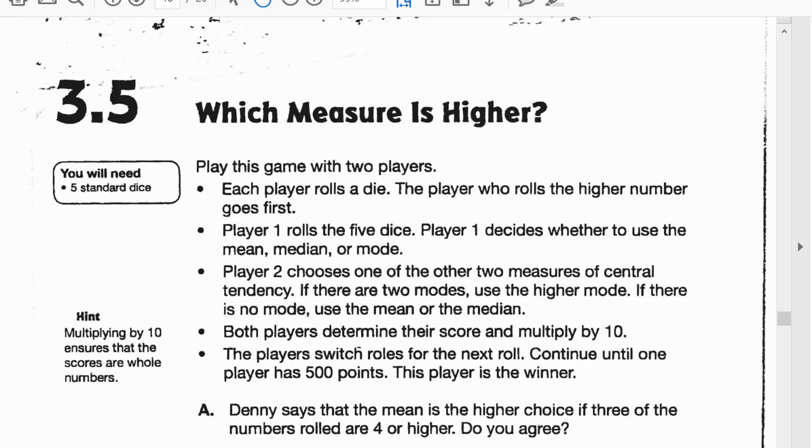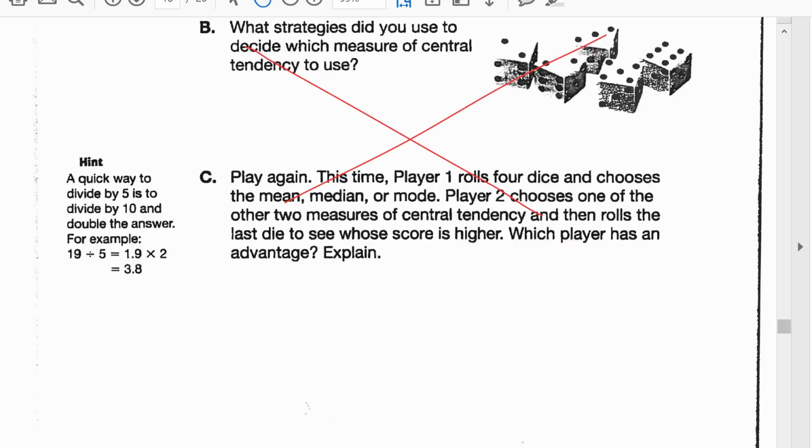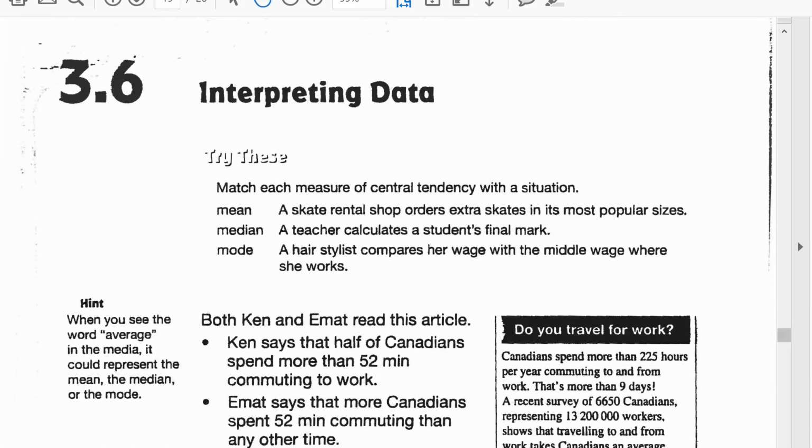All right, welcome to 3.5. We won't be doing this section of the booklet, so you can move on to 3.6, which is the next page. And we'll be doing interpreting data.